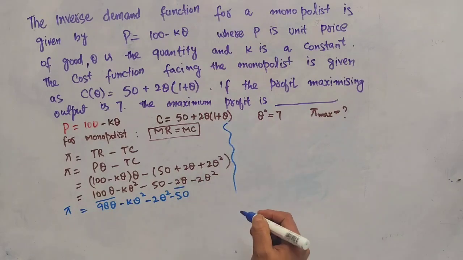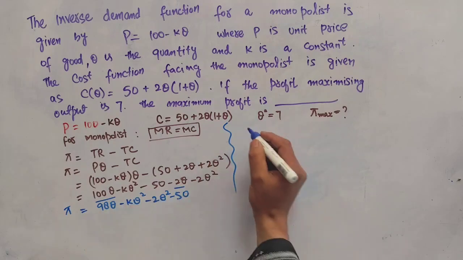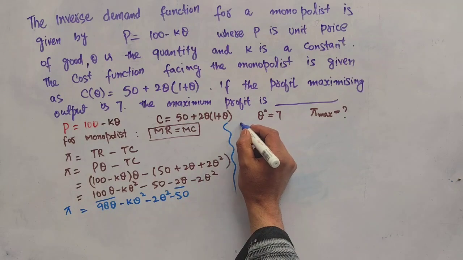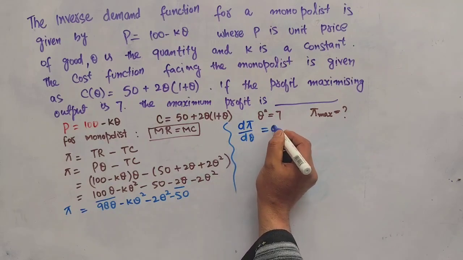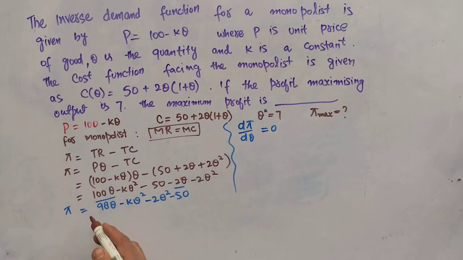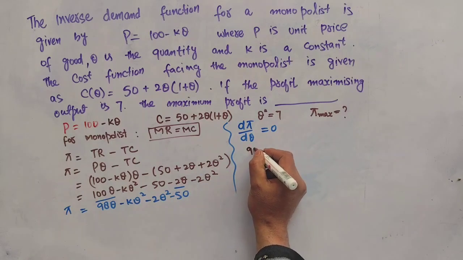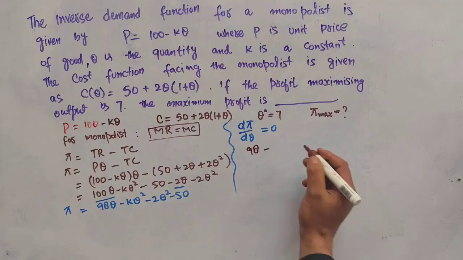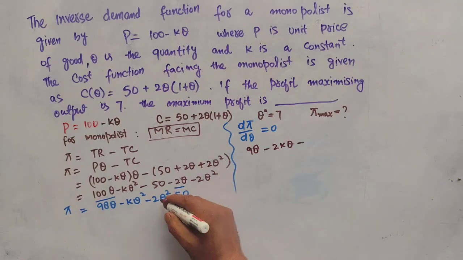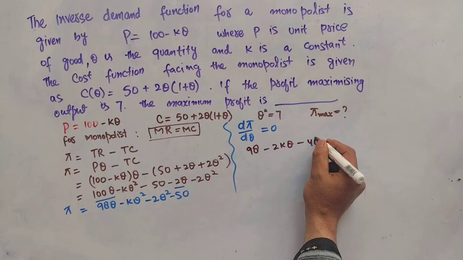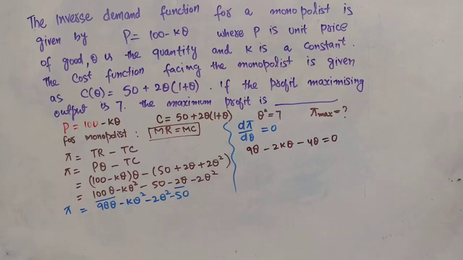Okay, for profit maximization, our marginal profit should be equal to 0. That is, the derivative of the profit function with respect to output should be equal to 0. That means our marginal profit should be equal to 0. We need to differentiate this function with respect to Q. The derivative of Q is 1, so we are left with 98 minus the derivative of Q square, which is twice K Q, minus 2 twos are 4, again so we have 4Q, and the derivative of a constant is 0, and we equate it to 0.